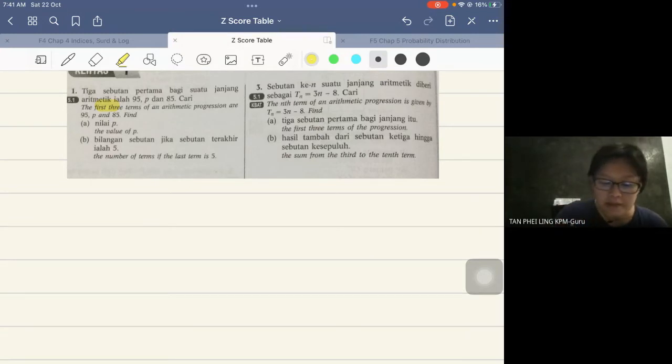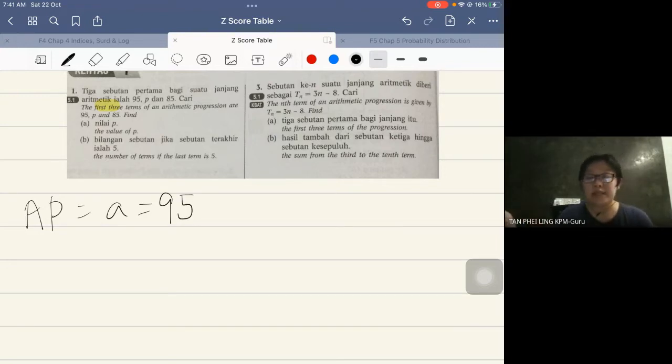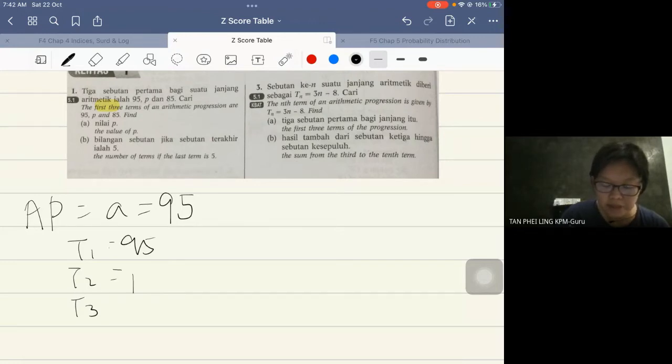You have to know that for an AP, the first term is always A. Here A is 95, which is your T1. Then you have T1, T2, and T3, and they are 95, then P, and then 85.